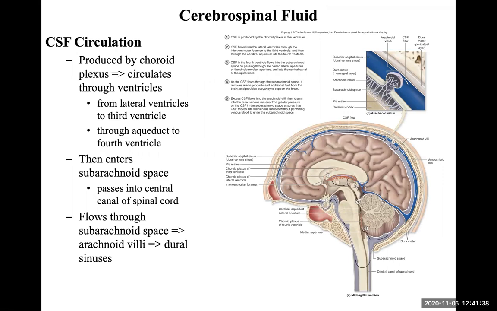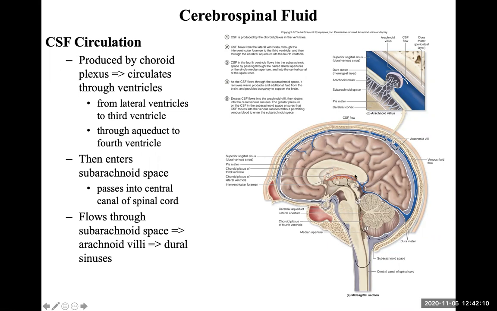So when it comes to circulation of cerebrospinal fluid, I expect you to know this. Cerebrospinal fluid, again, is primarily made in the ventricles, and specifically the lateral ventricle. It then flows from the first ventricle into the third ventricle.